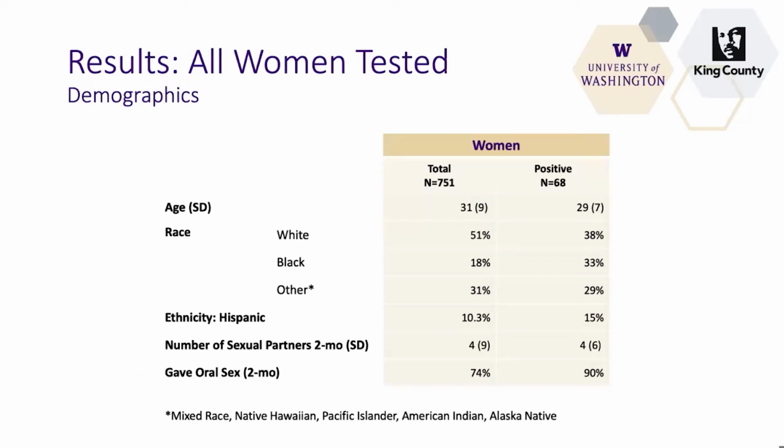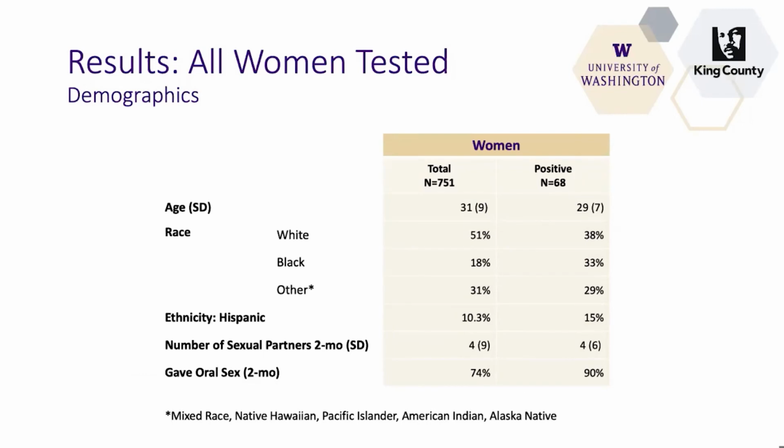Switching gears a bit to look at all of the women tested, which is a much larger group, an N of 751, you can see the racial breakdown as well as some other demographics. Women who are positive at the pharynx tended to be younger, and they also had the association of being more likely to have reported giving oral sex if they were positive at the pharynx.